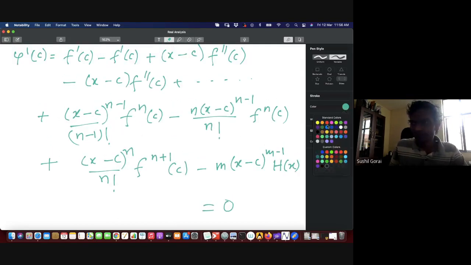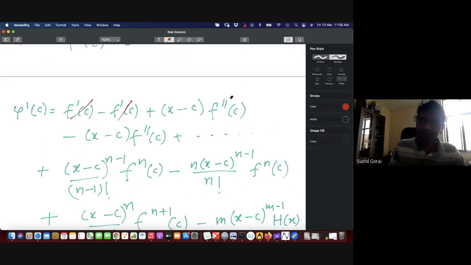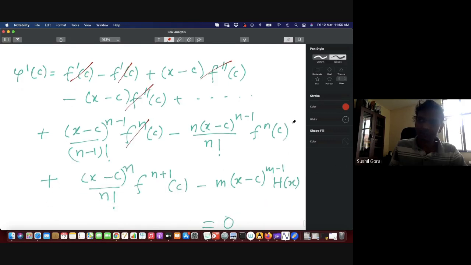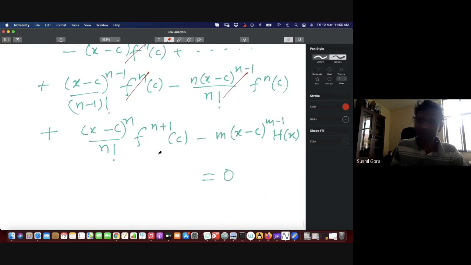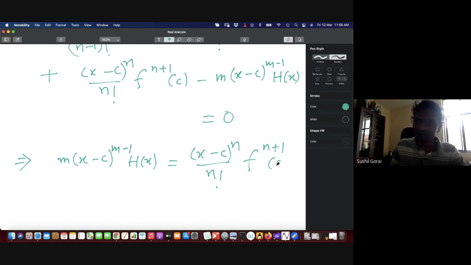Now there is some cancellation. See, this goes away, this goes away. Similarly, this goes away. Only this part will be remaining here. So this will be m times (x minus c) power m minus 1 h of x equal to (x minus c) power n by factorial n f n plus 1 c. All right.